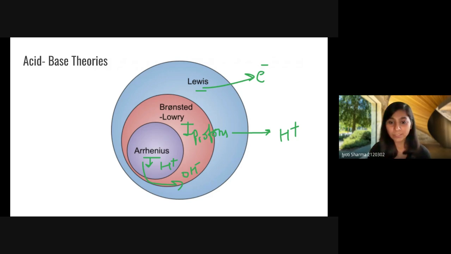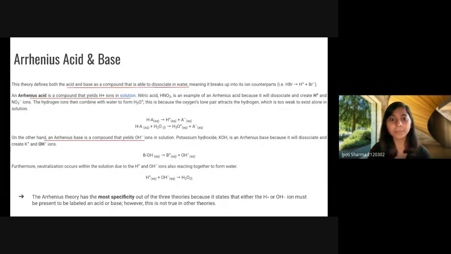I do have some content, let me show you. Okay, so just see here. For the Arrhenius acid and base, any compound that is able to dissociate in water will only then be defined as an acid or base. So if it is yielding H plus ion in the solution, then that will be the Arrhenius acid, and if it is a base, then it will yield OH minus. But there was some limitation.